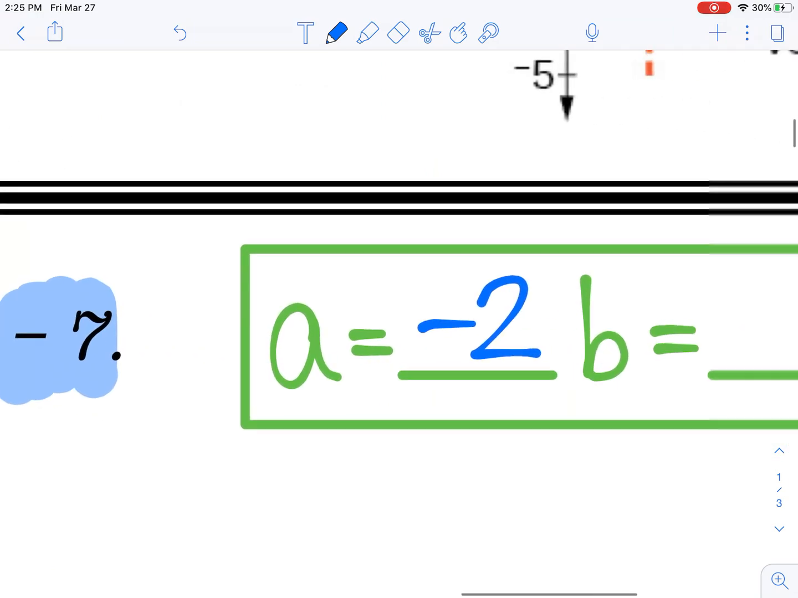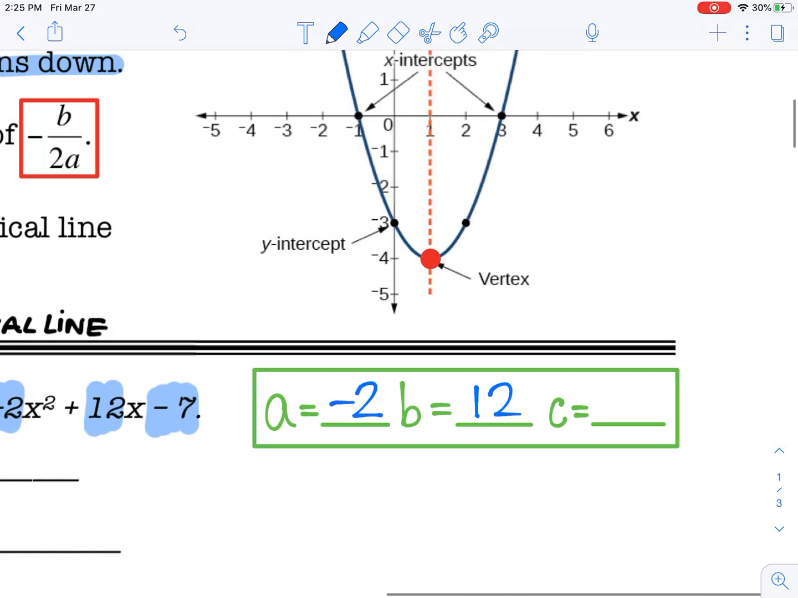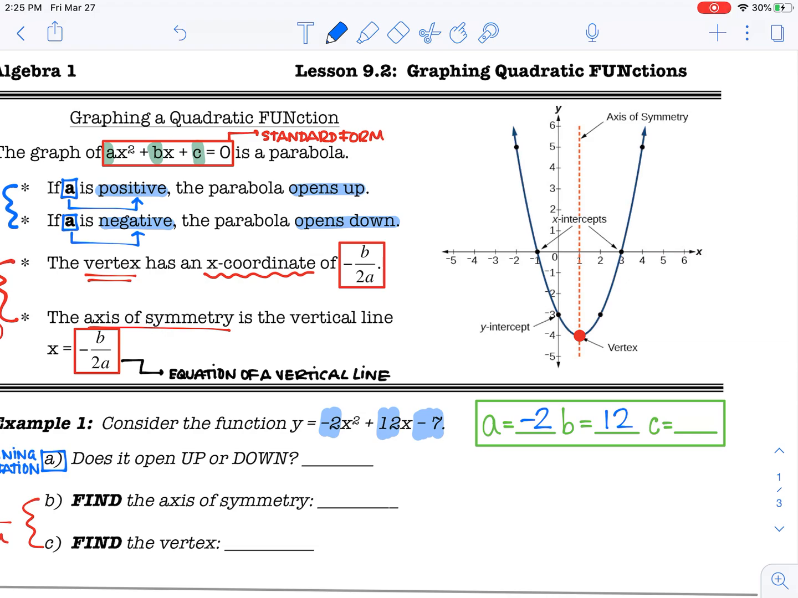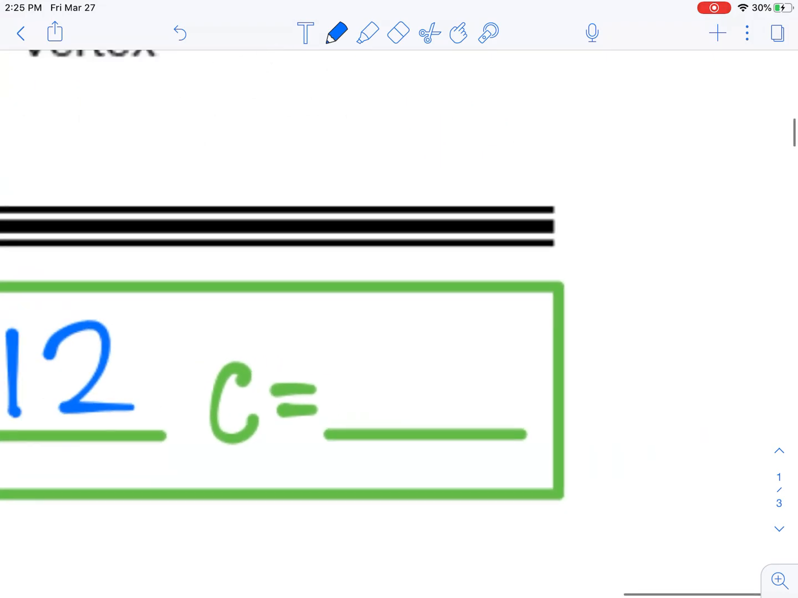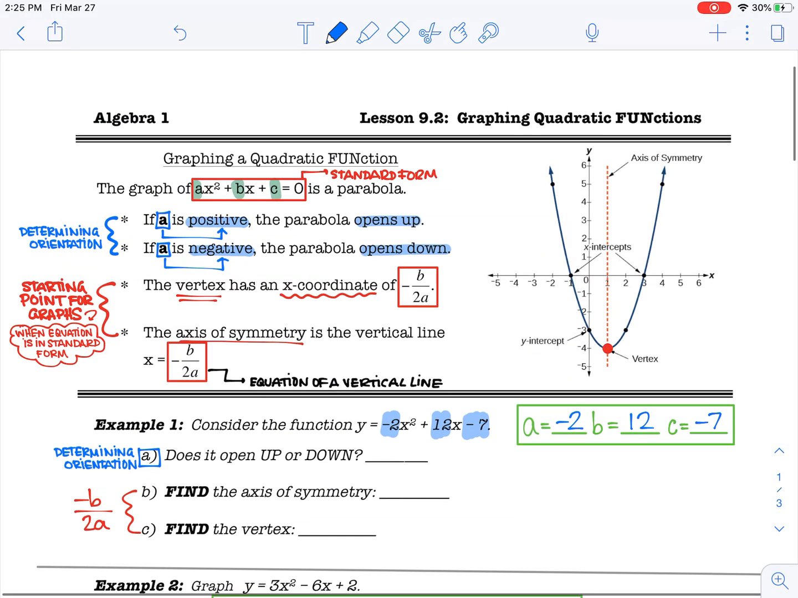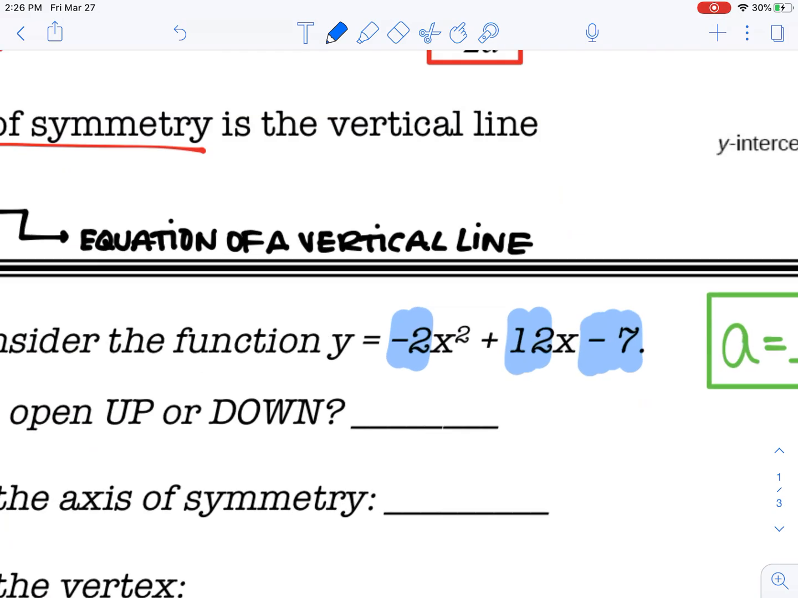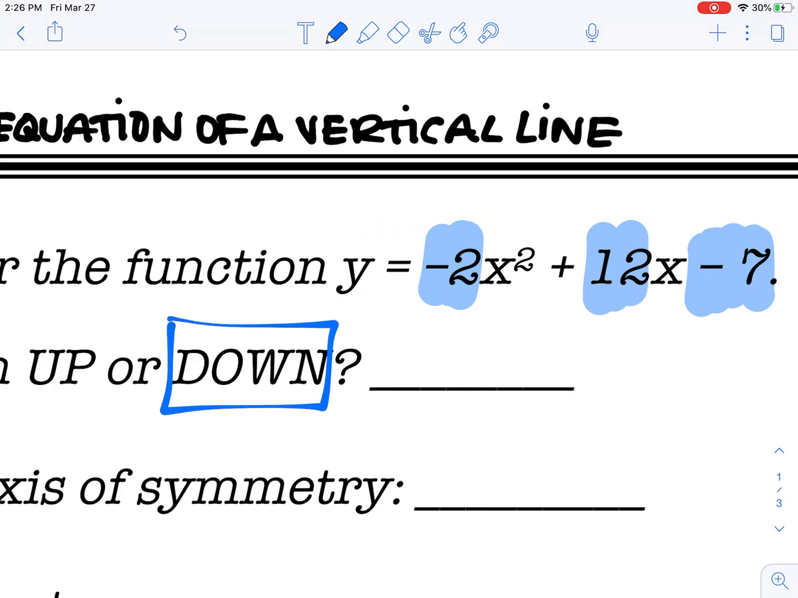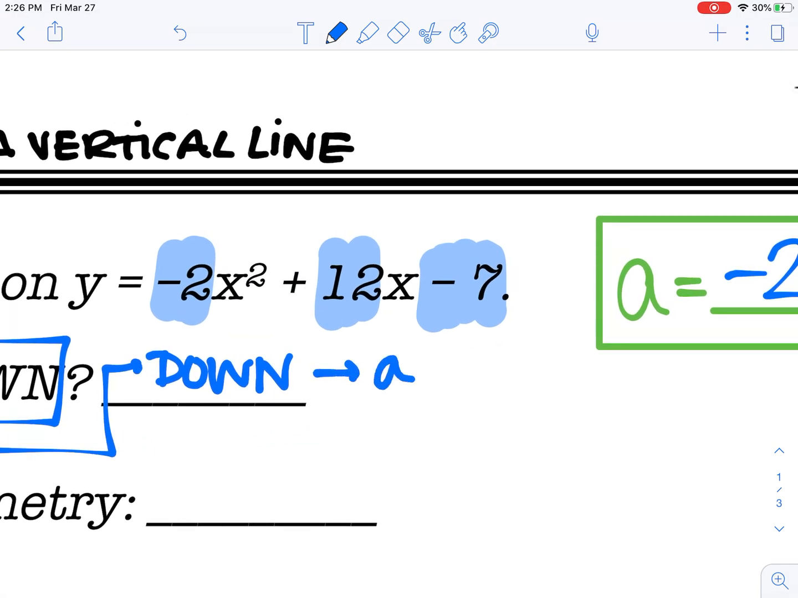B always sits in front of x, so in this particular case, it is a 12. C, and even though it's not part of our formula, it's not a bad idea to practice recognizing which item is C. It is -7. So just based on knowing that our equation has a leading coefficient of -2, if we're asked if it opens up or down, we could state that the answer is down, since A equaled a negative number.